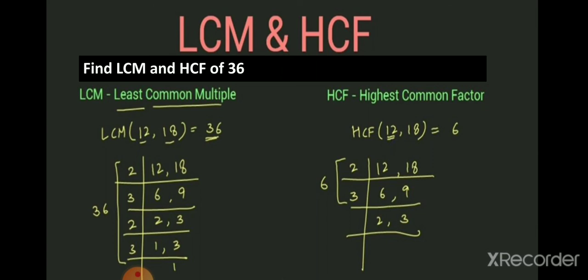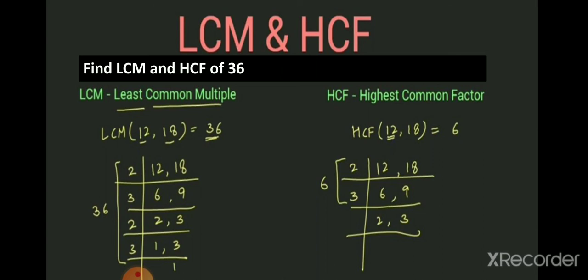Now we will see the common factor. For 12 and 18, that is 2, 2 times 6 and 2 times 9. Now we will see the common factor for 6 and 9, that is 3, 3 times 2 and 3 times 3. Now we will make 2 1, that is 2 1, and again 3 3 1. So our LCM is 2 into 3 into 2 into 3, that is 36.